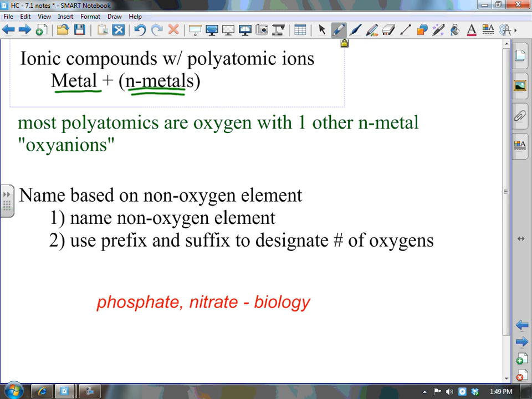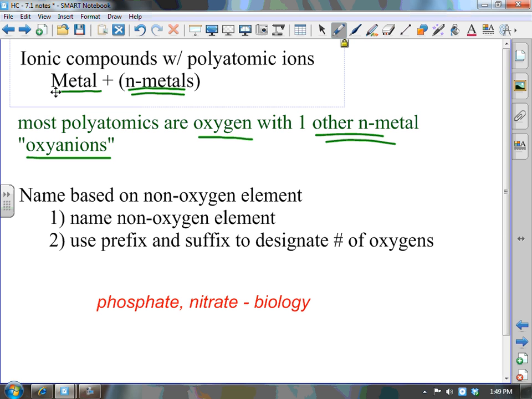Most of these polyatomics have oxygen in them, and then there's one other nonmetal. That's why a lot of times you'll see the phrase oxyanions, because it's oxygen with something else. So to go through the process of naming these, and more specifically talking about naming of these polyatomic ions, because naming the metals, that's easy.